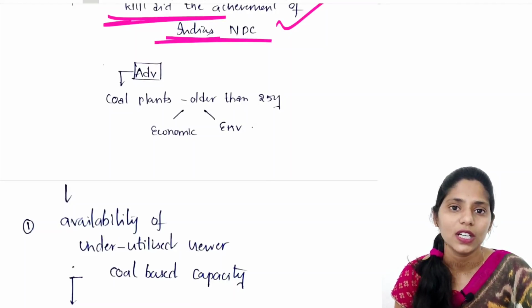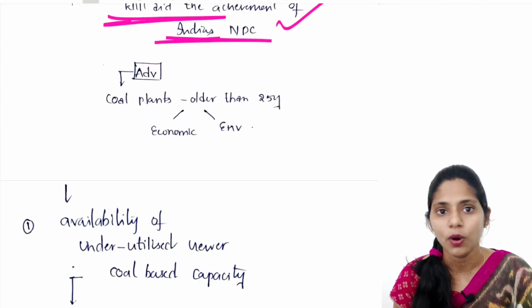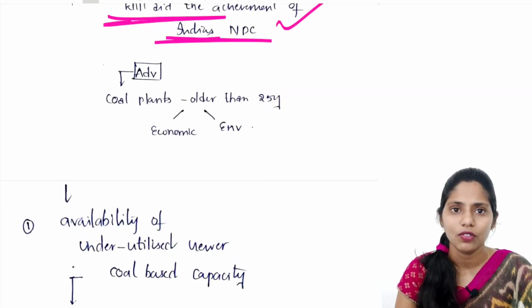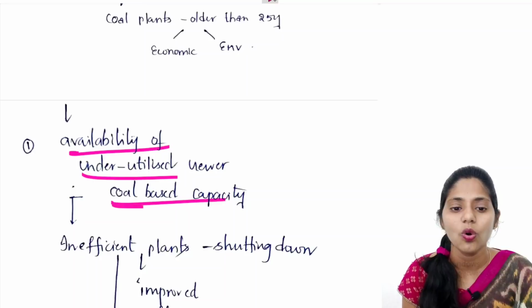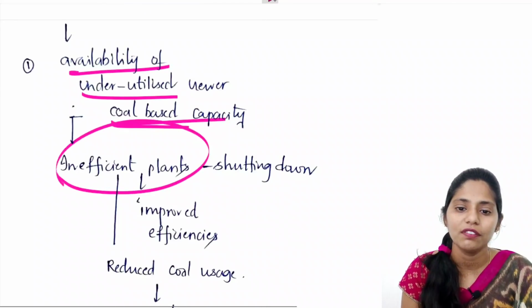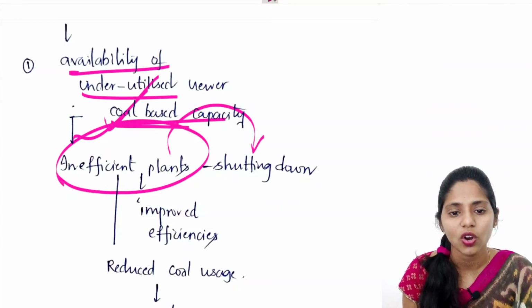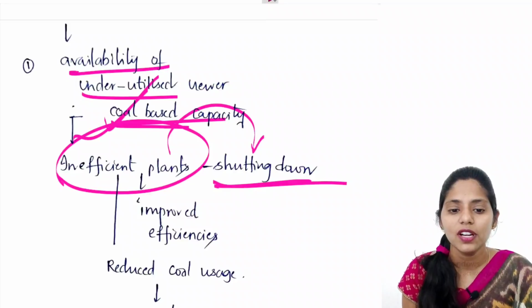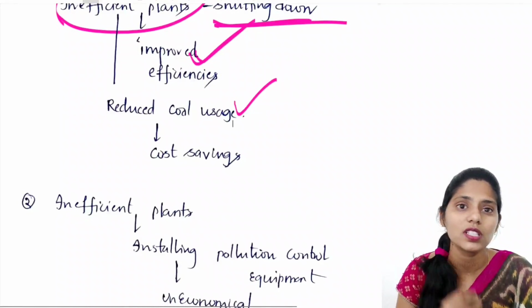So whenever we are shutting down, it will be helpful from both an environmental and an economic point of view. If you see one by one, the first one is the availability of underutilized newer coal-based capacity. If you have a large number of inefficient plants, then shutting them down will lead to improved efficiency, reduce coal usage, and finally lead to cost savings.